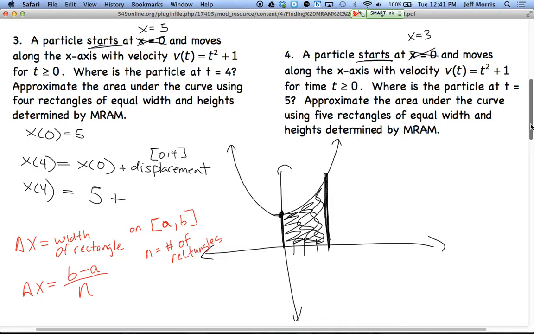That's simple. B minus A over N. So, what's the width of my interval? B minus A just represents the width of the interval. So that's going to be 4 minus 0 over, how many rectangles do we want? 4. So what's 4 divided by 4? 1. What's the width of the rectangles? 1.